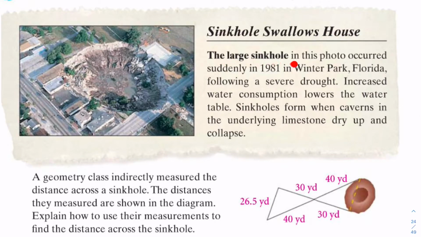The sinkhole swallows house. The large sinkhole in this photo occurred suddenly in 1981 in Winter Park, Florida, following a severe drought. Increased water consumption lowers the water table. Sinkholes form when caverns in the underlying limestone dry up and collapse. So a geometry class indirectly measured the distance across the sinkhole. The distances they measured are shown below, as shown in the diagram. Explain how to use their measurements to find the distance across the sinkhole.